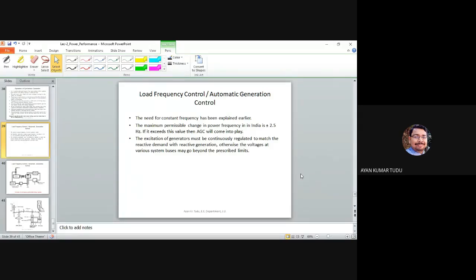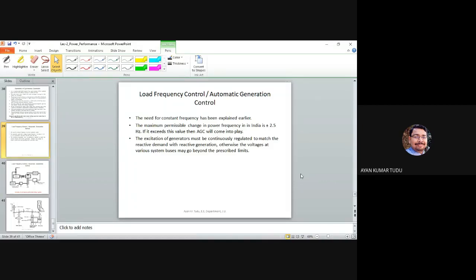They are changing all the time. So since they are changing all the time, the steam input to the turbo generator or the water input to the hydro generators has to be continuously regulated to match the active power demand. If it is not matched, then what will happen? Then the machine speed will vary. If the machine speed is varying, it basically means that the frequency is also varying.